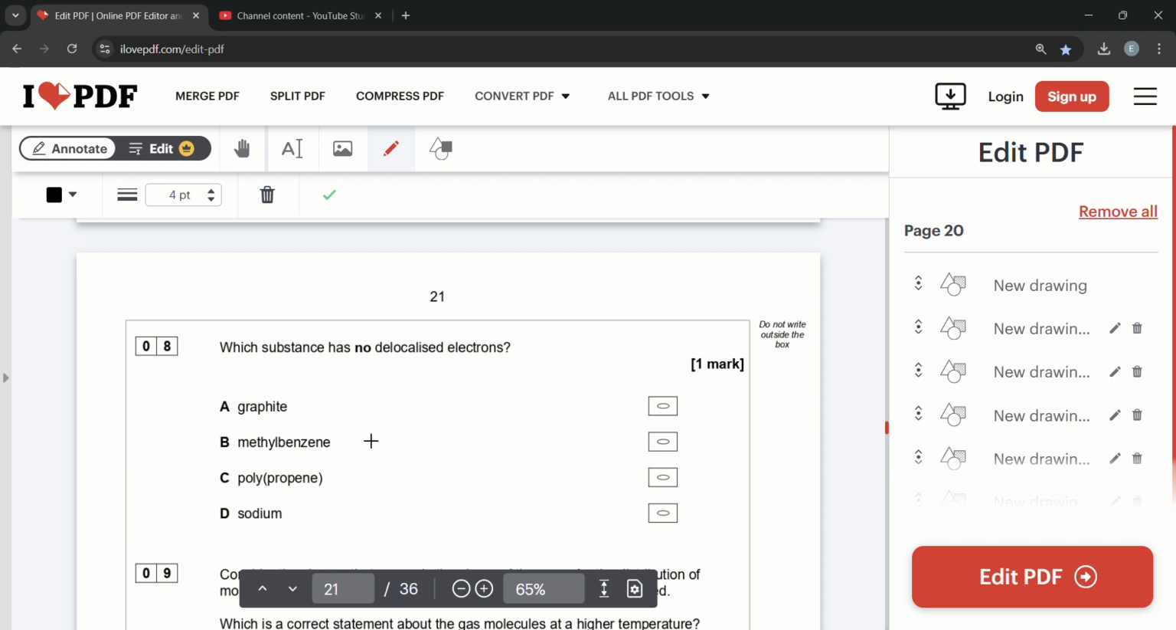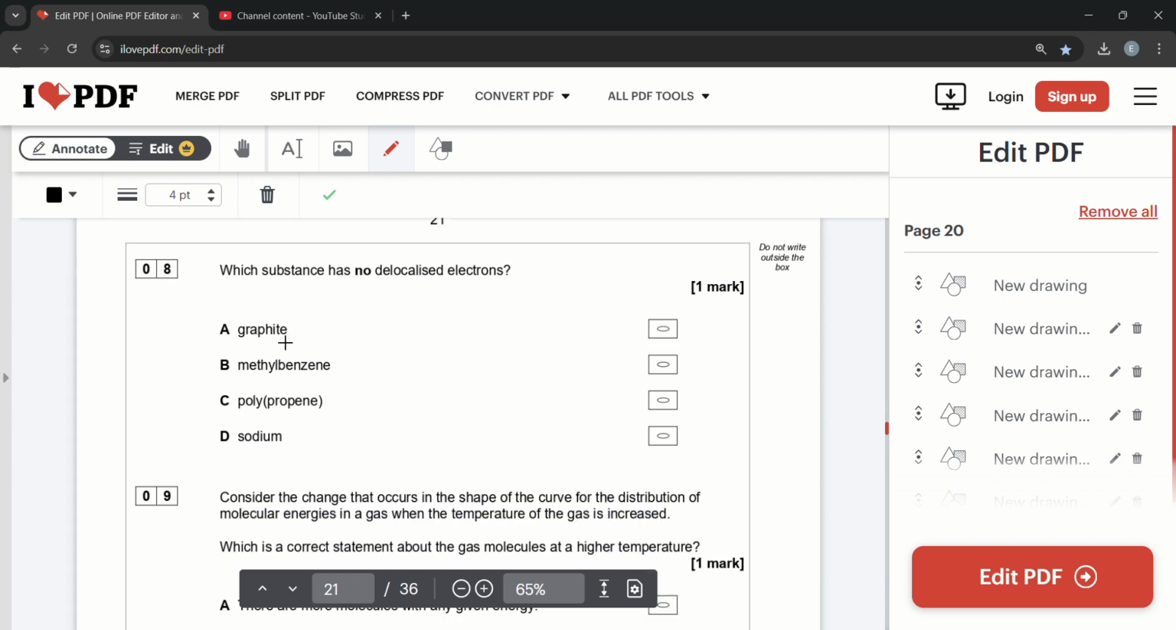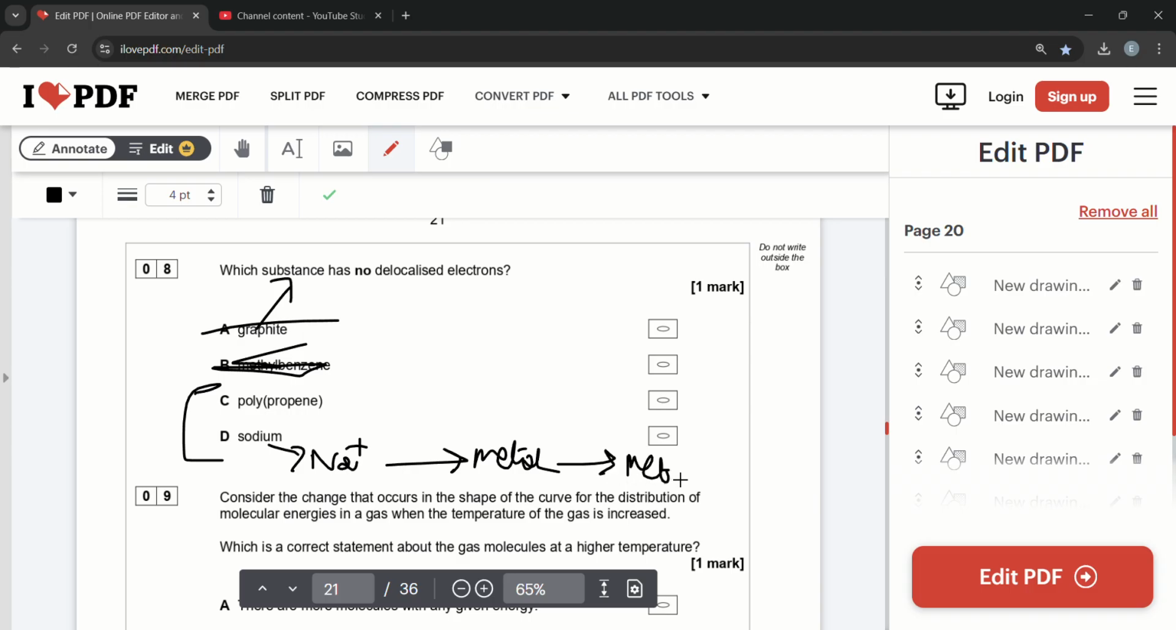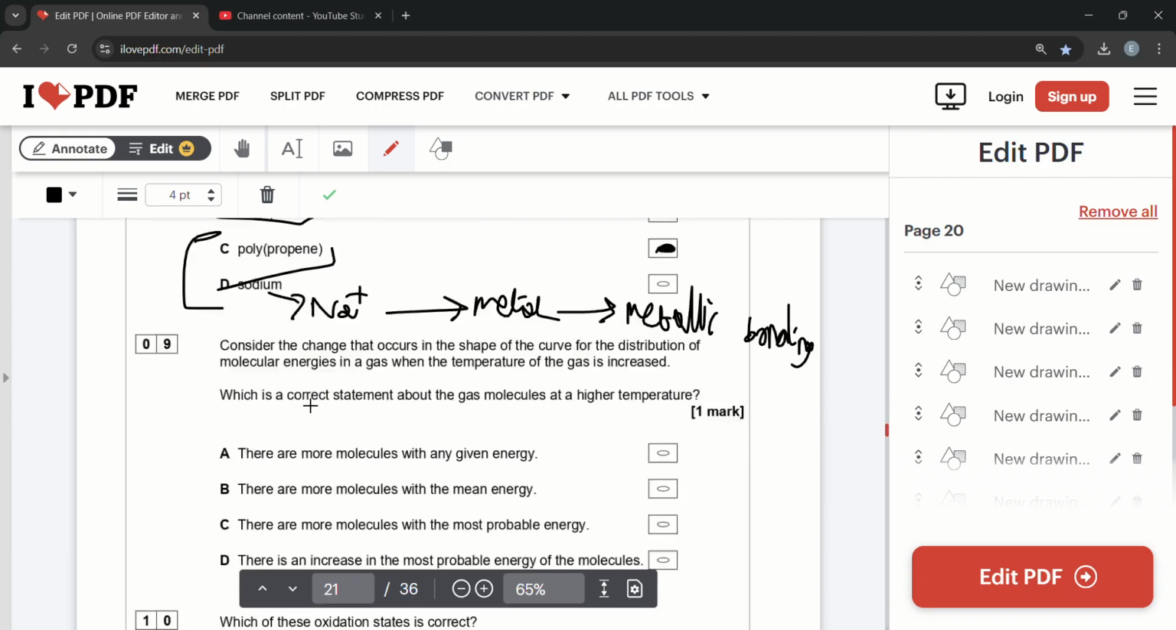Which has no delocalized electrons? Graphite does. Methylbenzene will have delocalized electrons. Polypropylene and sodium. Now, sodium, what's sodium? Na. It's a metal. What do metals have? Metallic bonding. And what is metallic bonding? The definition, you should know: positive ions and delocalized electrons altogether. Something like that. It's not the full definition, but you can see the delocalized electrons, so sodium does have delocalized electrons, so the answer is polypropylene. That's just breaking it down for you guys.